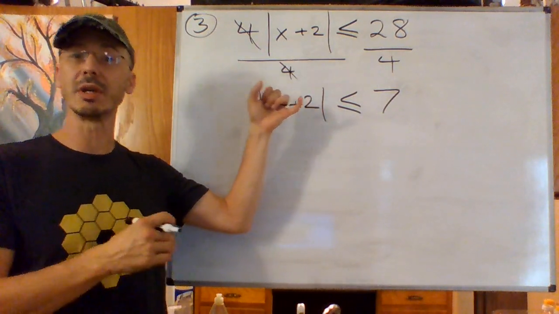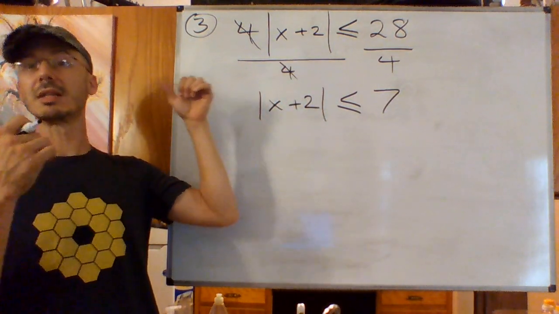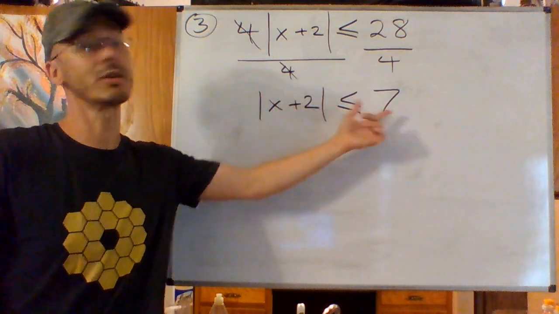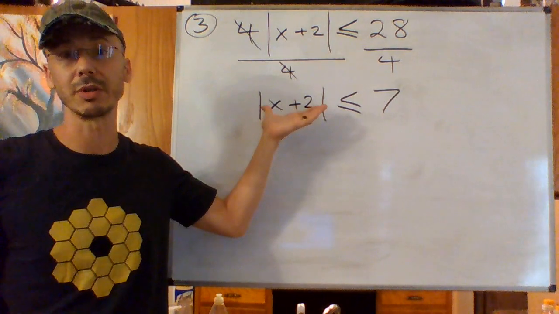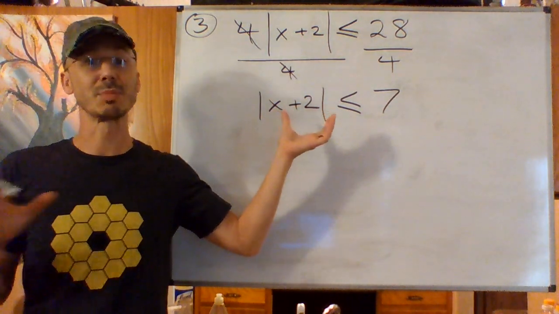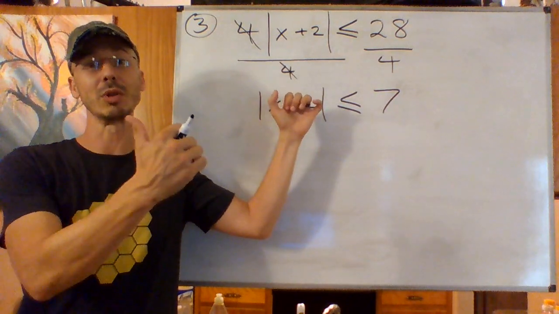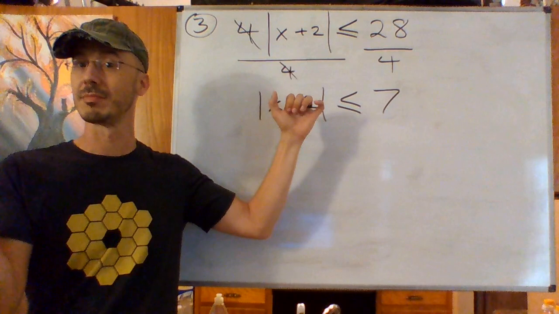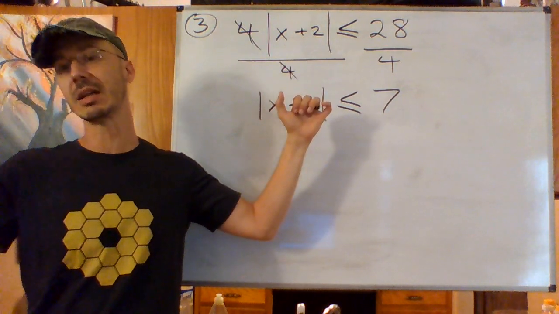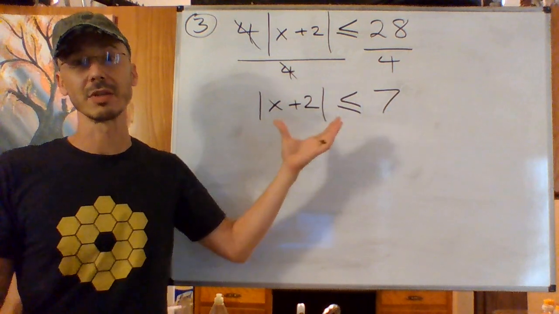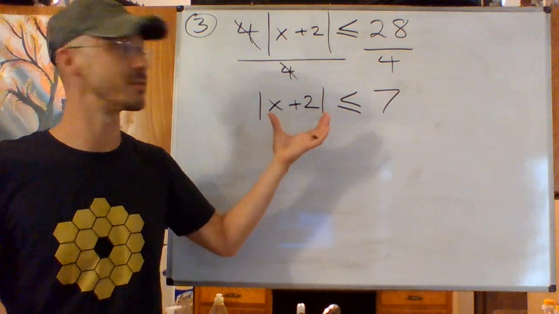But also it can't be like negative 100, because its absolute value would be greater than 7, not less than or equal to. So it can't be too far into the negative. Specifically, it can't be below negative 7. If it was below negative 7, like negative 8, its absolute value would be greater than 7. So you've got to think a little bit about the sign of this thing.